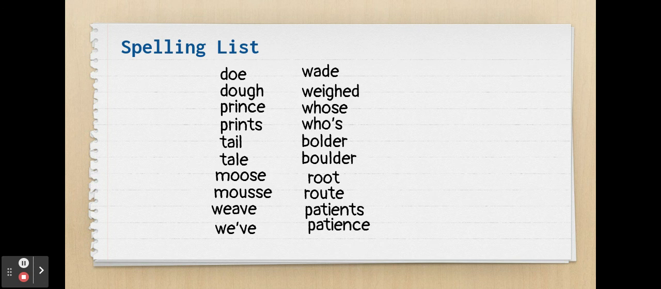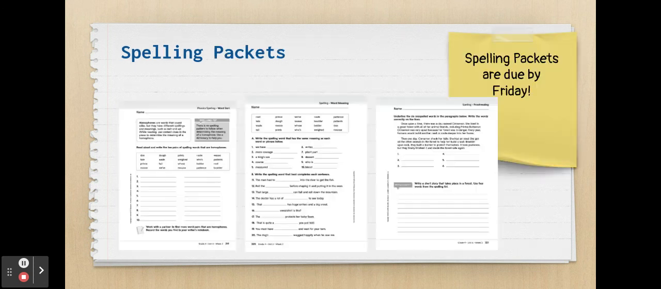Bolder, if you are bolder, or to be bold means that you're outgoing and something is bold, it stands out, like bold print. And boulder, like a giant rock. This is root, like the roots of a tree that go underneath the ground for it to get water. And then this is route, like the path. So if you take this shorter route, or sometimes people say route to school, it is the path you are taking to drive to school. Patients, this is like you are a patient at a doctor's office. And then patience means that you are good at waiting.